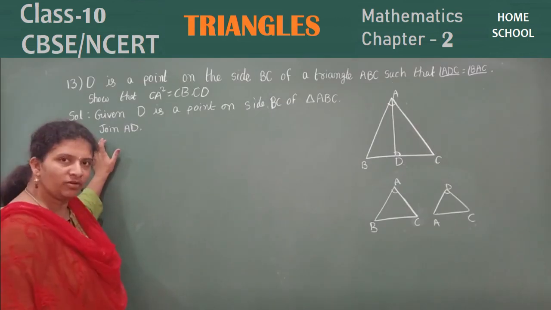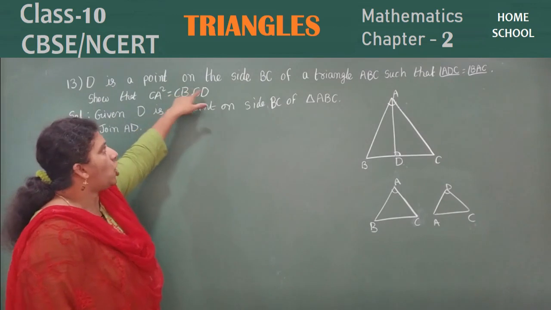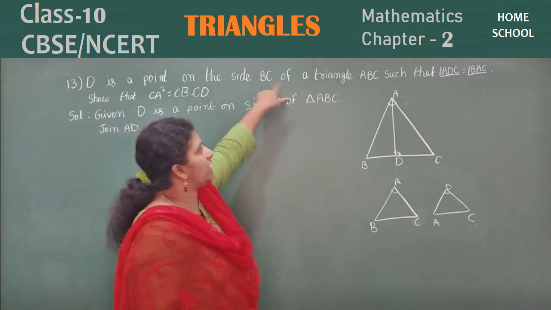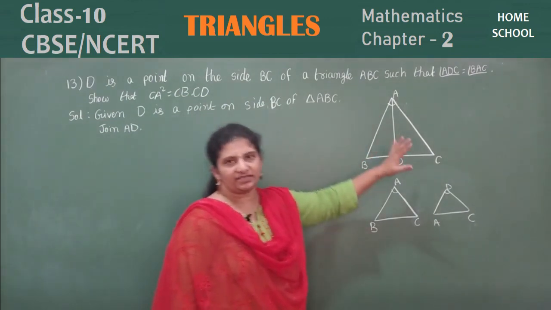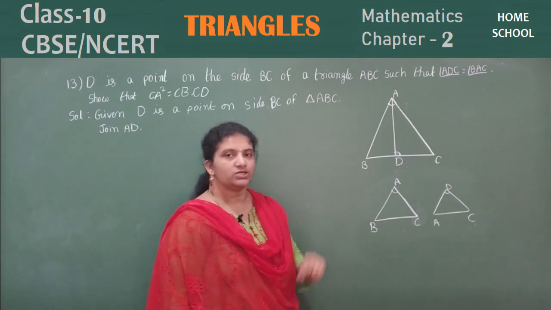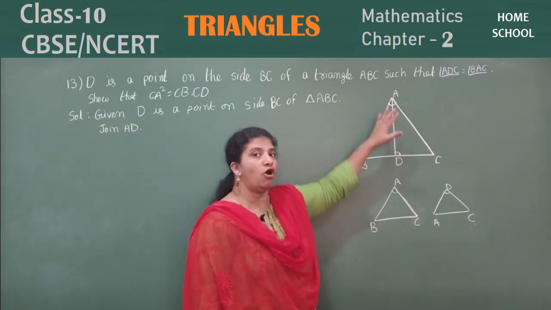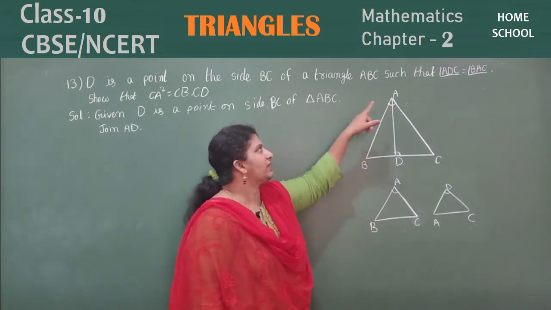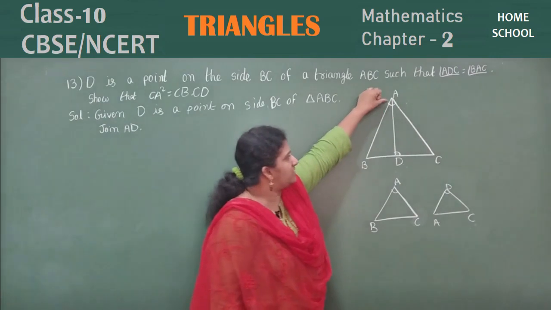Okay, see 13th problem here, children. D is a point on the side BC of a triangle ABC. So I have drawn a triangle ABC. On side BC, D is a point given. So once again, D is a point on side BC of a triangle ABC, such that angle ADC means where it is?